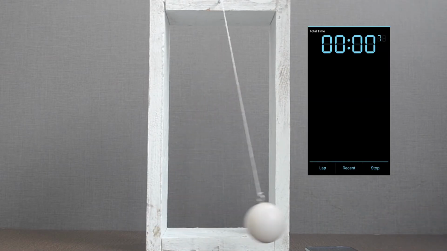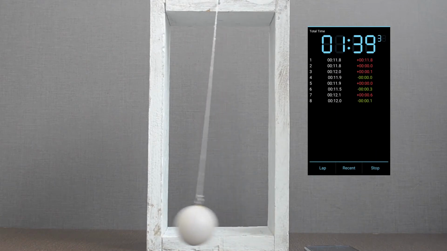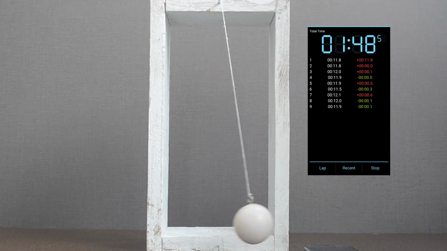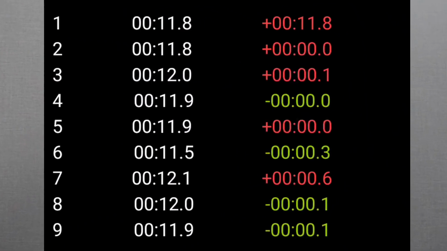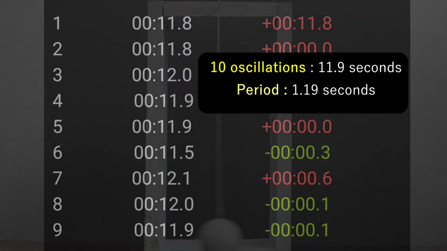I also counted the period for this configuration using the standard method we followed earlier. With this method, the period of the pendulum is 1.19 seconds.